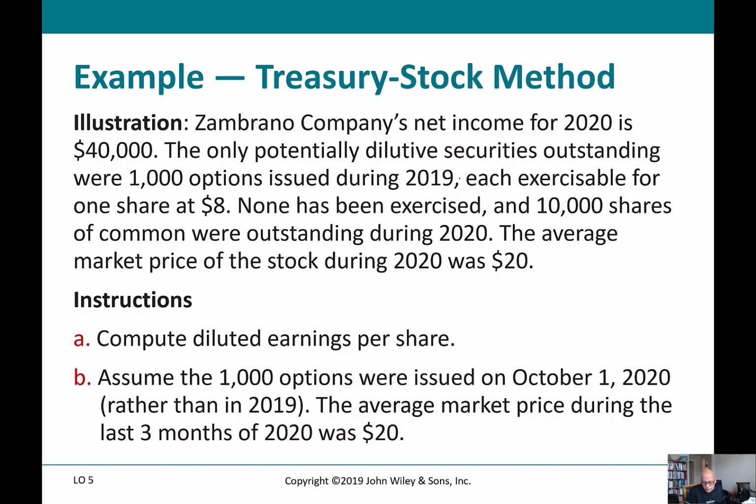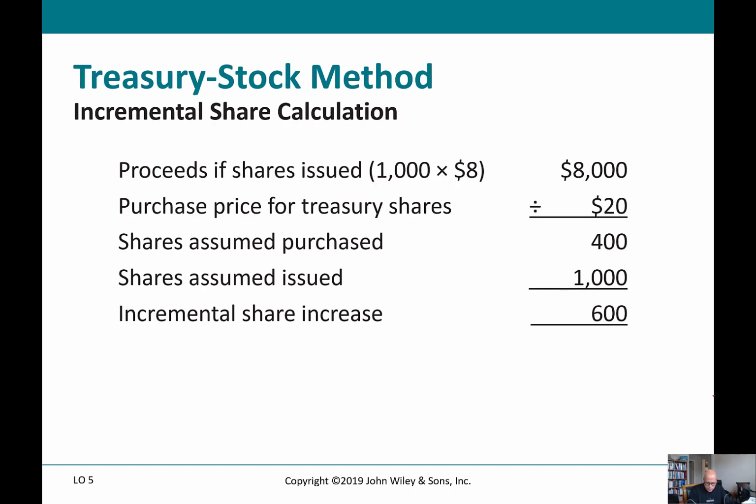Well, let's see what's going to happen. We're going to have to calculate the diluted, and they say compute diluted earnings per share. Assume 1,000 options were issued on October 1st, because we're going to see that we will do a partial year accounting if those options are issued during the year. Okay, but let's look at situation A right now, and what happens.